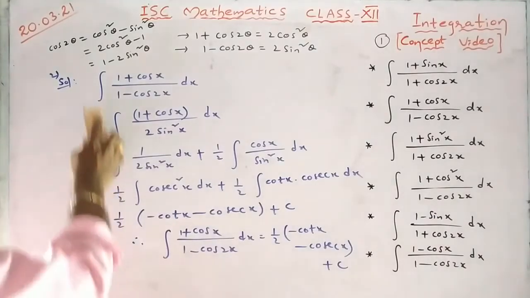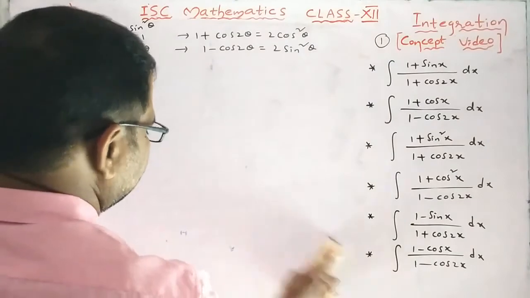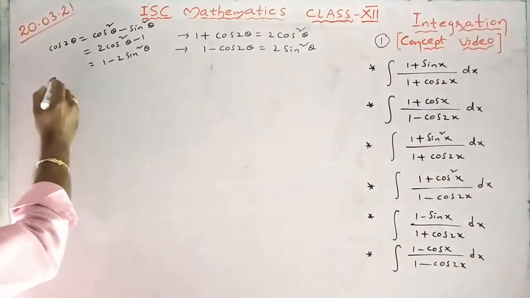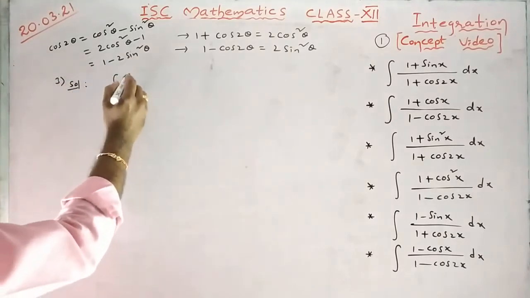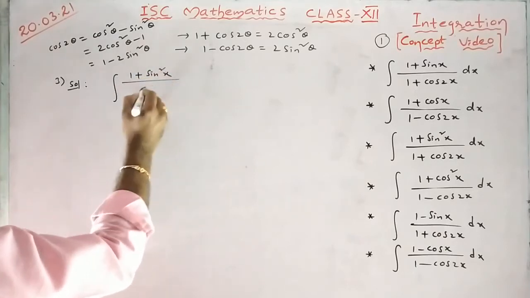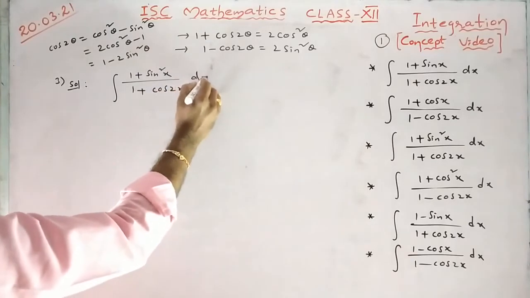Third one, can you try? Same problem. Third one: integral of (1 plus sin square x) by (1 plus cos 2x) dx.